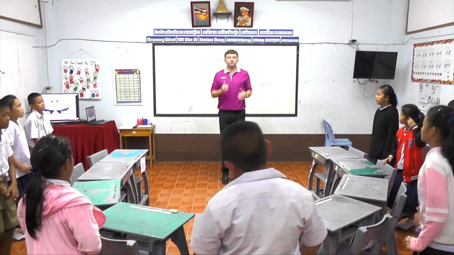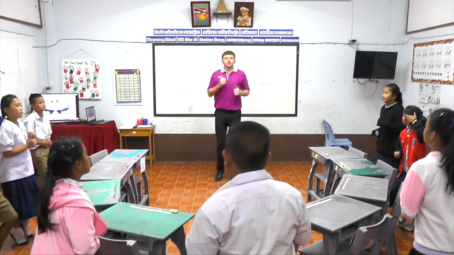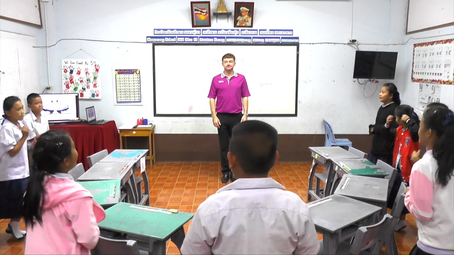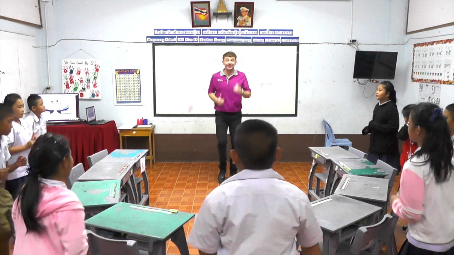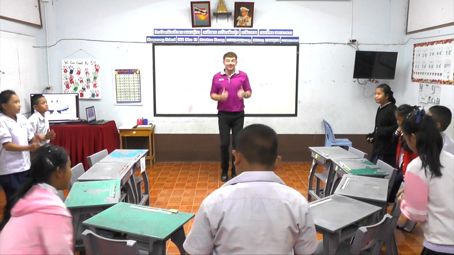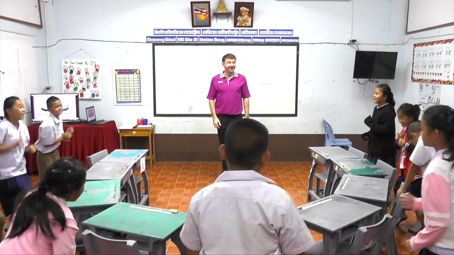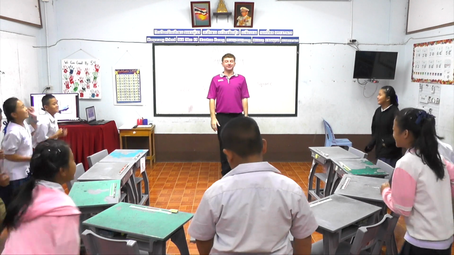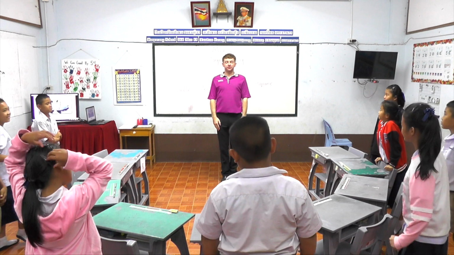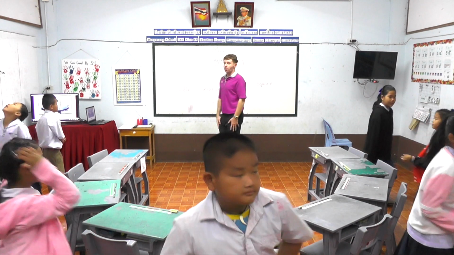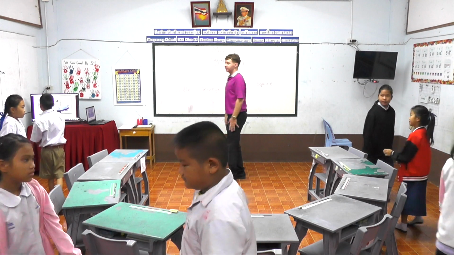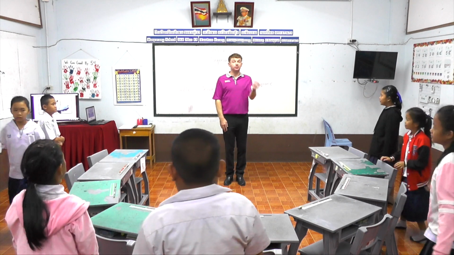Teacher says, jog on a spot. Stop. Teacher says, jog on a spot quickly. Stop. Teacher says, stop. Teacher says, turn around twice. 1, 2. Now back the other way once.